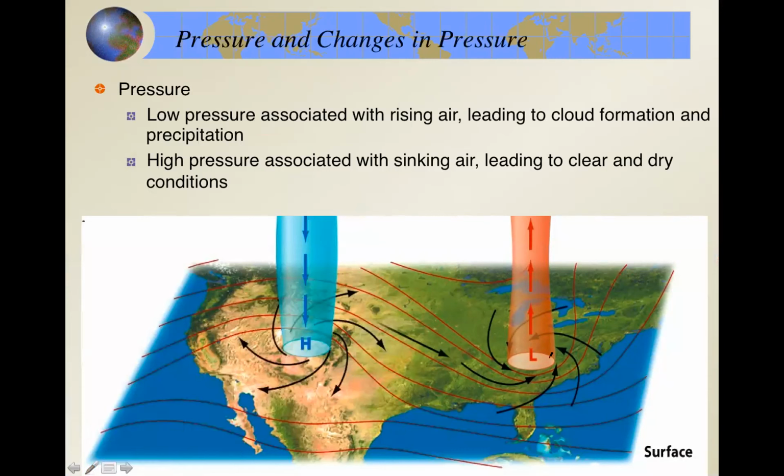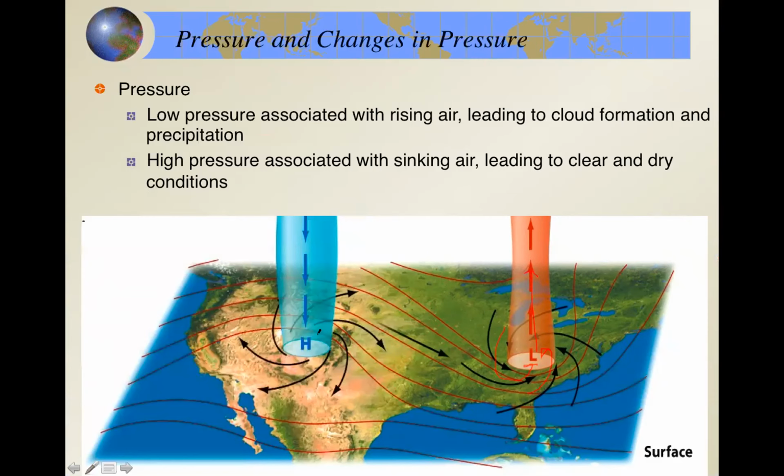Because remember, for low pressures, we had air circulating around and into the low pressure centers. Now, at the surface, as this air moves into these regions, it has to go somewhere, and the only way it can go is up.